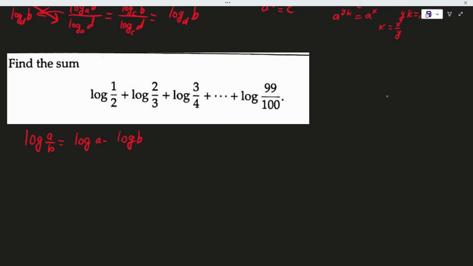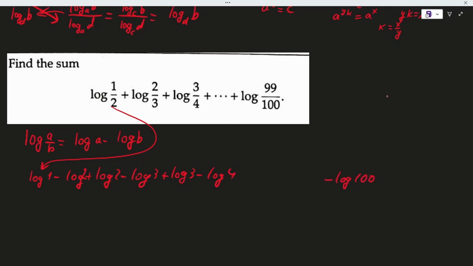You can see that this was the third formula. And if we expand like this, the first one will be written as log 1 minus log 2. Second one will be expanded like log 2 minus log 3 and so on. Plus log 4 plus log 3 minus log 4 and so on. And the final term will be minus log 100.